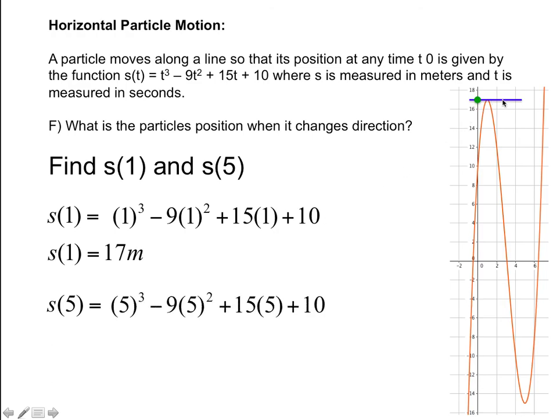So notice I have this tangent line. There's the turning around. Velocity equals 0, and that corresponds to a y value of 17 on the position graph. And then when I plug in 5 here, I get negative 15. So again, here's my horizontal tangent, and that corresponds to a position of negative 15 on the position graph.